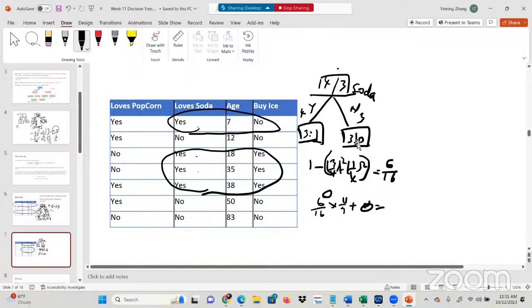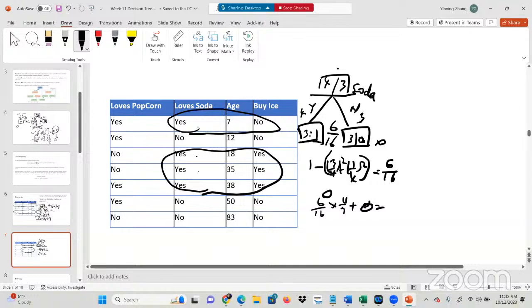And then this one, for those who don't love soda, they all said no to buying ice cream. So it's 3-0. If it's 3-0, it's completely pure, so the impurity is 0. You don't have to calculate this. That's why I write 0 here. And this is 6 of 16.